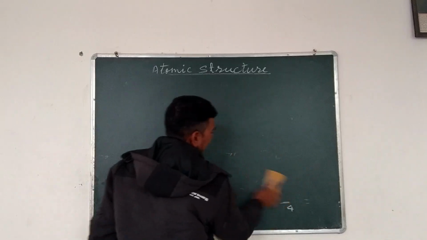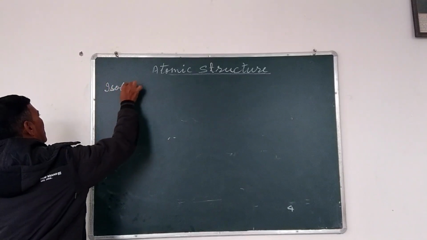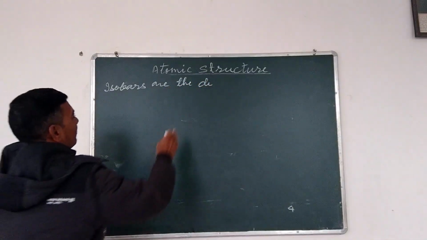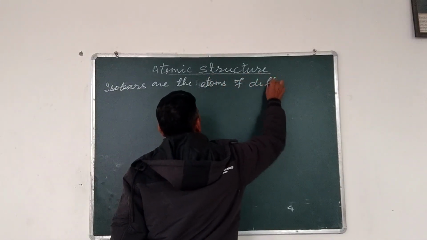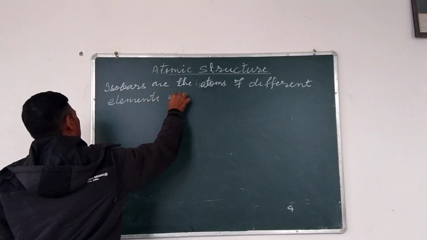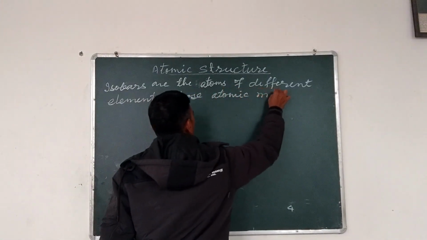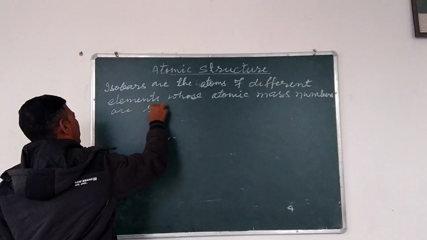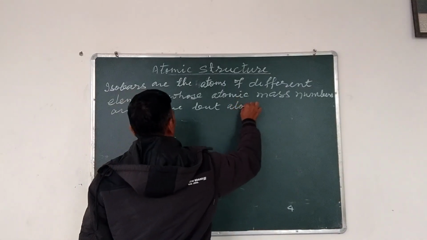Next one is isobar. Isobars are the atoms of different elements whose atomic mass numbers are the same but atomic numbers are different.